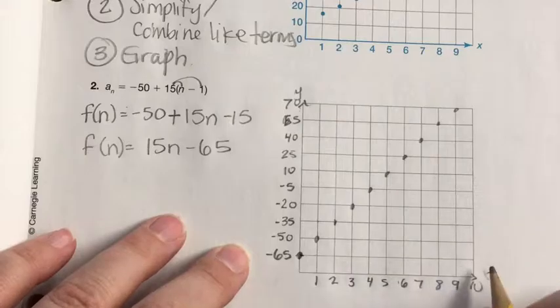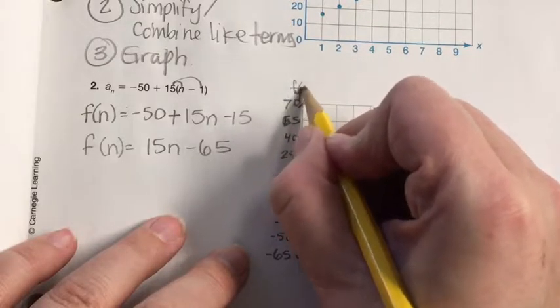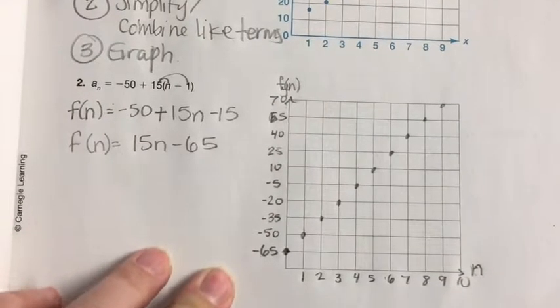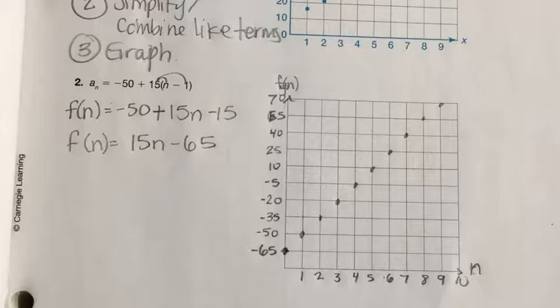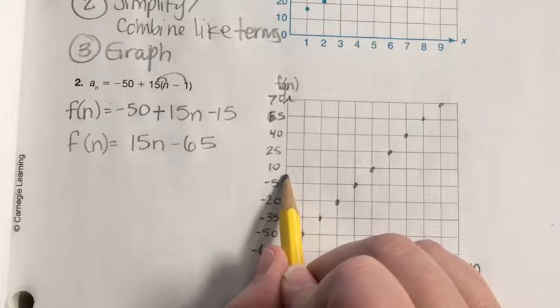even though technically this is the n-axis, and this is the f of n-axis. Should the x-axis be between negative 5 and 10? Yes. Jumps.